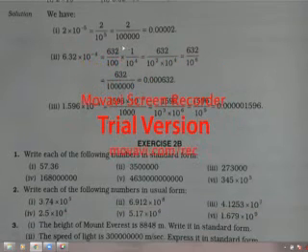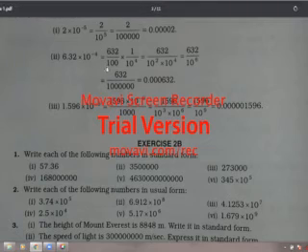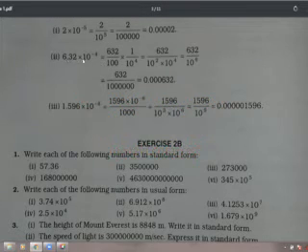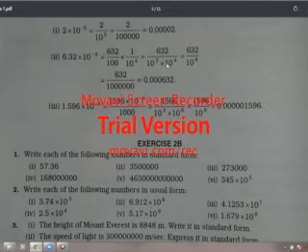Now if you will see the second question, it is 6.32 into 10 to the power minus 4. So if you will see, when point is removed, there comes 1, and after point there is 2 numbers. So 632 by 100, into 1 by 10 to the power 4 it is. So 632 by 10 square into 10 to the power 4, that is 10 to the power 6.